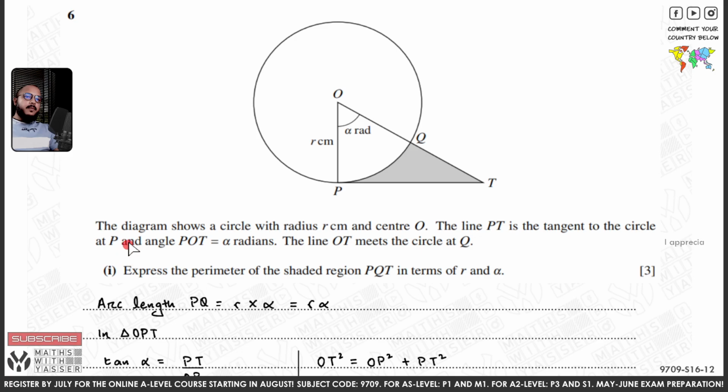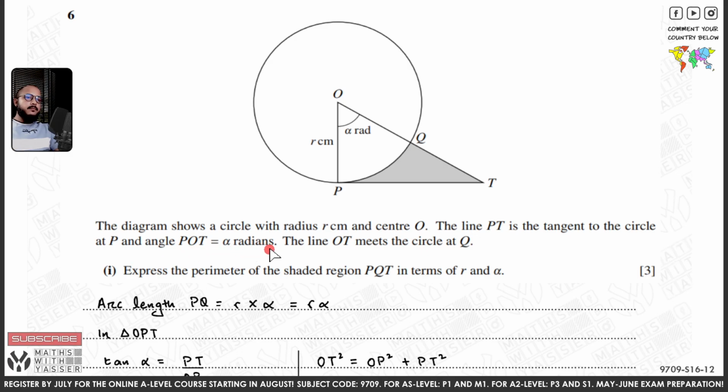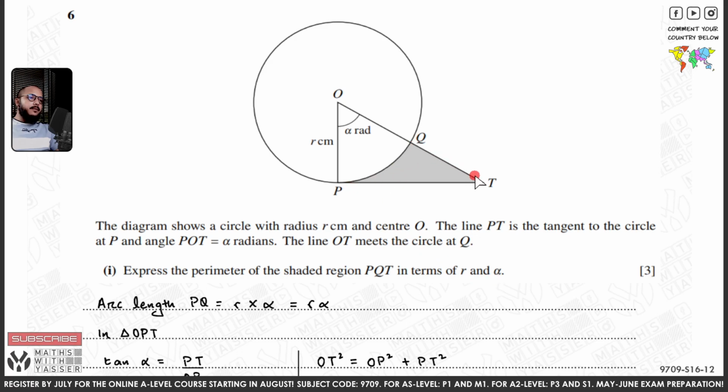Question number 6. The diagram shows a circle with radius r centimeter and center O. The line PT is the tangent to the circle at P, and angle POT equals alpha radians. The line OT meets the circle at Q. Express the perimeter of the shaded region PQT in terms of R and alpha. So this is the shaded region. So we need to find the perimeter of the shaded region only. That means we will be needing this arc length PQ, this straight line PT, and the straight line QT.